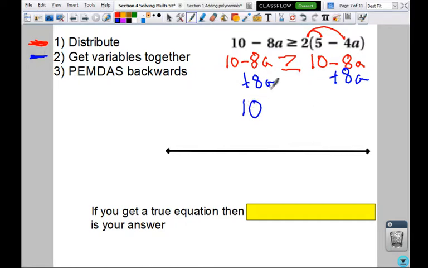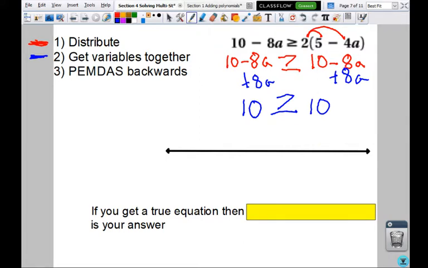So I have 10, and then I'm going to have my greater than or equal to. And then on this right side, Cameron, I have minus 8a plus 8a. What's going to happen with those? They cancel out and they're gone. It's the same thing, right? Minus 8a plus 8a cancels it out. And I've got this 10 there still. They cancel out to 0, and I go 10 minus 0 is still 10.